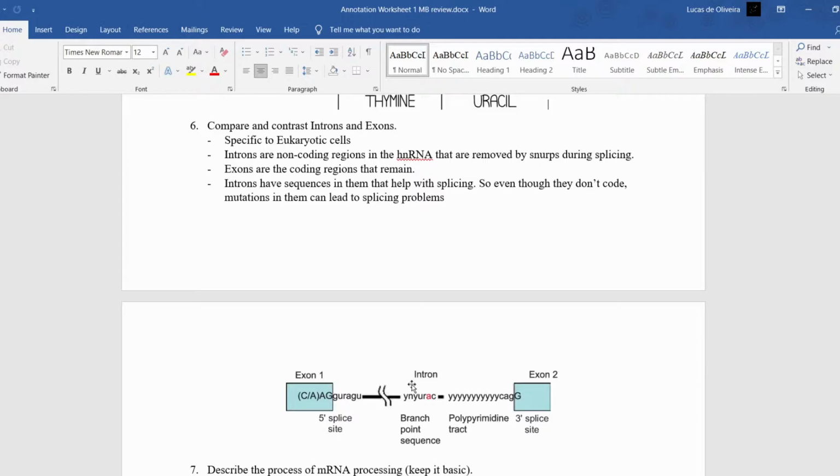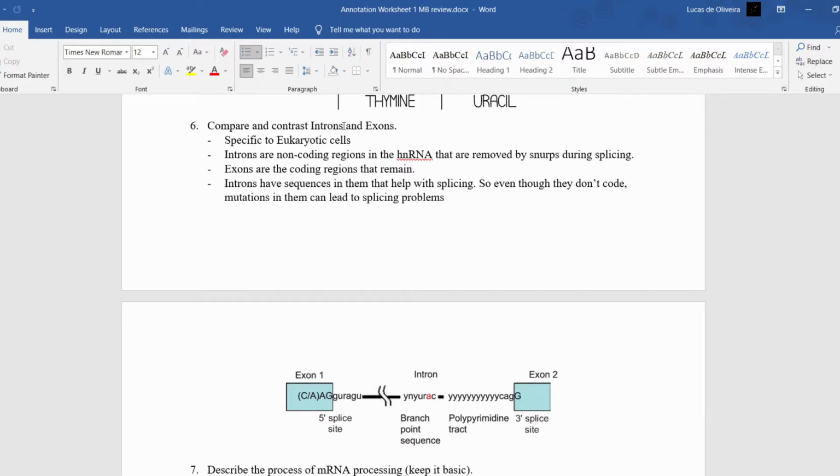All right, introns versus exons. This is good to know. Having a strong understanding of this is beneficial because you work with it literally all the time. This is specific to eukaryotic cells, and it would be helpful if I had Apollo pulled up, but I don't. Eukaryotic cells have something called mRNA processing, which I get to in the next question.